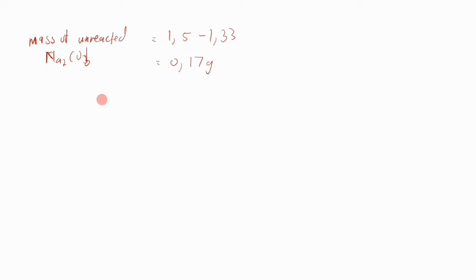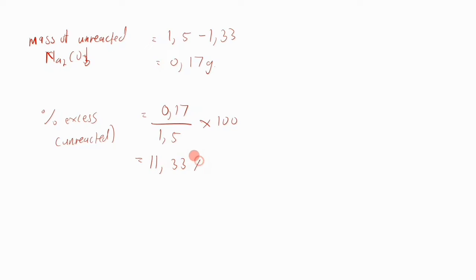But then remember, we want this as a percentage. So as a percentage, how are we going to express that? So we'll say percentage of excess or the percentage of the unreacted. Remember, excess and unreacted means the same thing. If it did not react, that means it is in excess. So we can say 0.17 over the total mass that was added to the reaction mixture. Then 0.17 over 1.5. Multiply that by 100 because we are trying to find it as a percentage. And then if you punch all that in your calculator, you'll have 11.33%. That's how you have 2 marks.